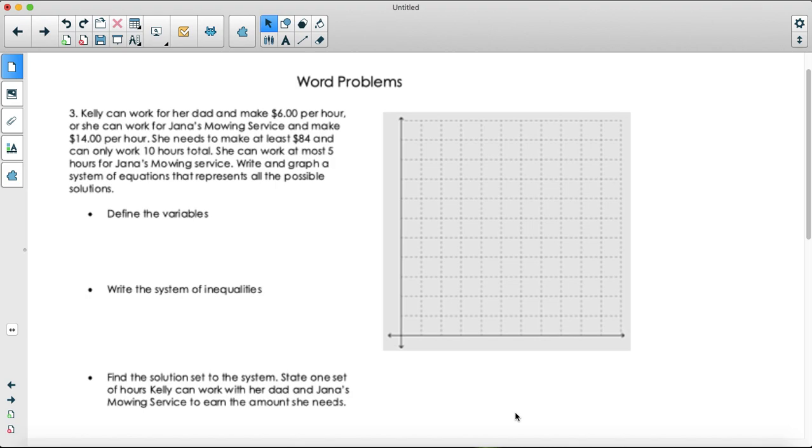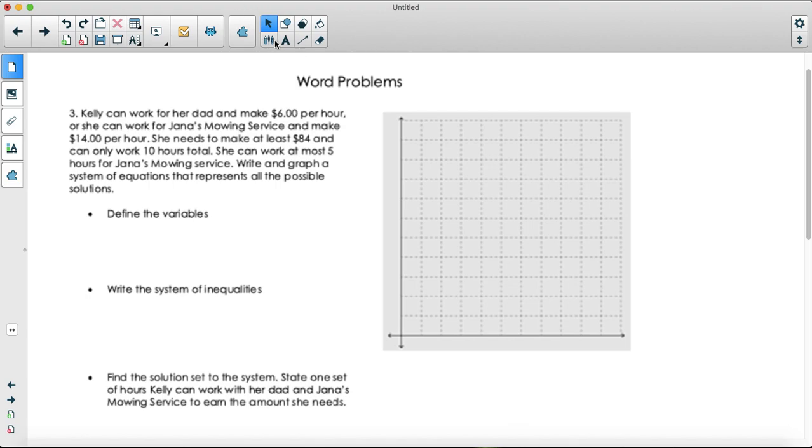Kelly can work for her dad and make $6 per hour, or she can work for Jana's mowing service and make $14 per hour. She needs to make at least $84 and can only work 10 hours total. She can work at most 5 hours for Jana's mowing service. Write and graph a system of equations that represents all of the possible solutions.